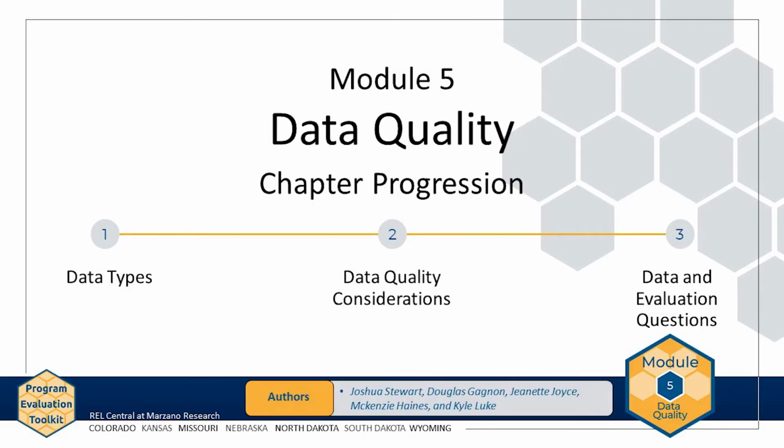Module 5 includes 3 chapters, each covering key considerations related to the data you might use to address your evaluation questions. Chapter 1 covers the types of data that you can use in program evaluations. Chapter 2 explores key elements of data quality that will help you ensure that your findings accurately represent the program. Chapter 3 addresses the data sources that you might use to address your evaluation questions. After completing this module, you will have a basic understanding of the data you can use to address your evaluation questions, as well as the limitations of those data.